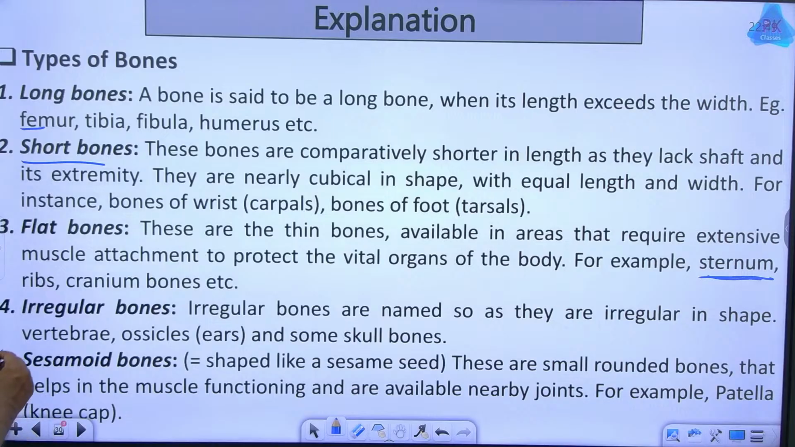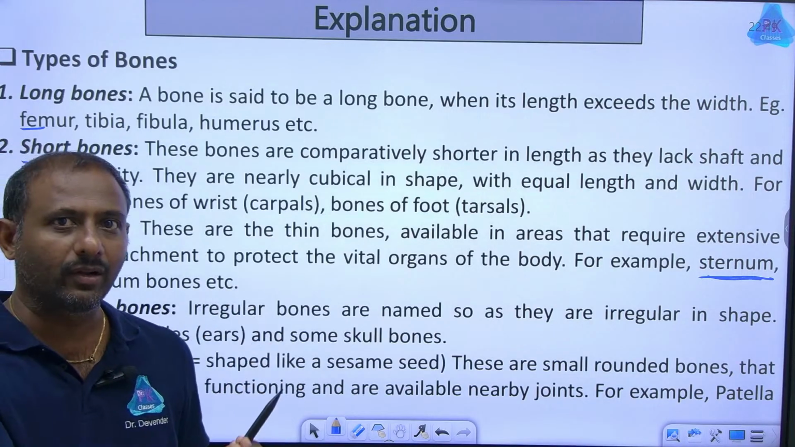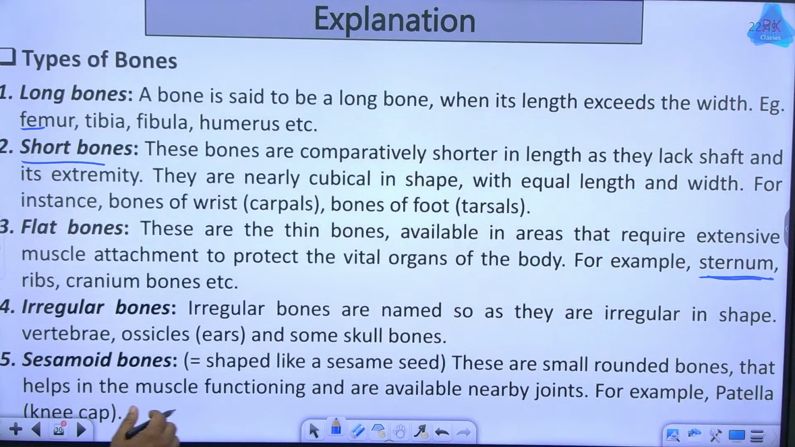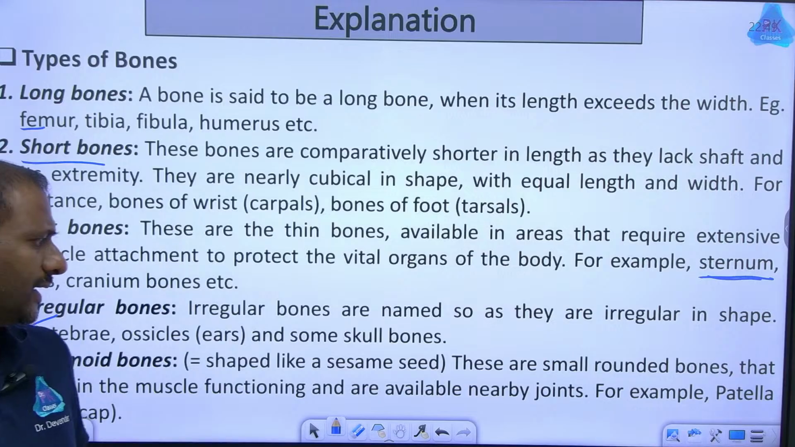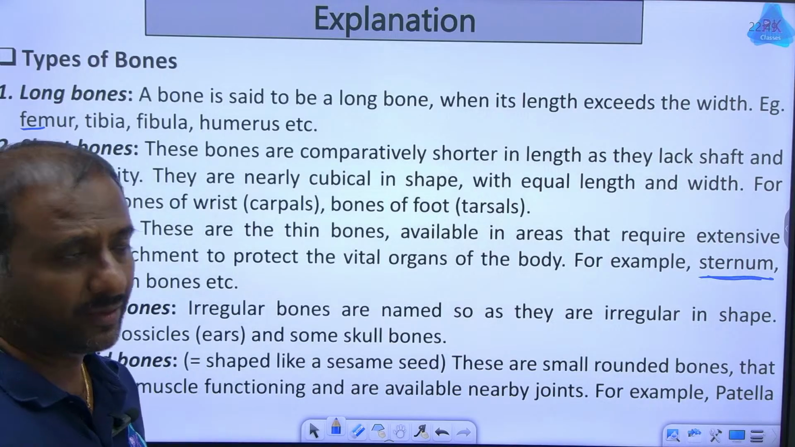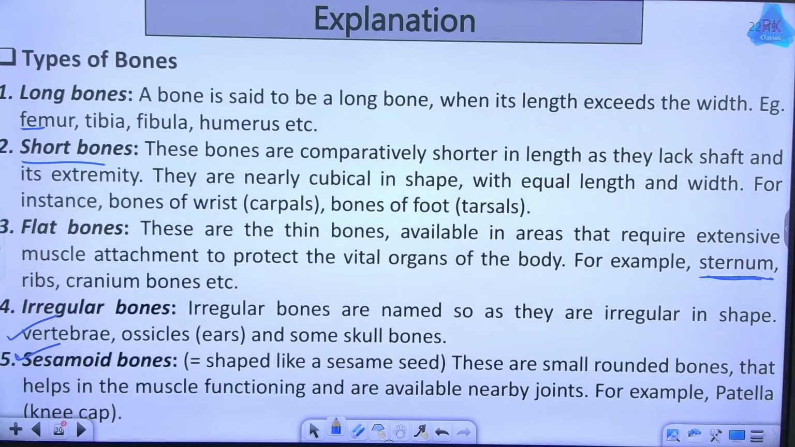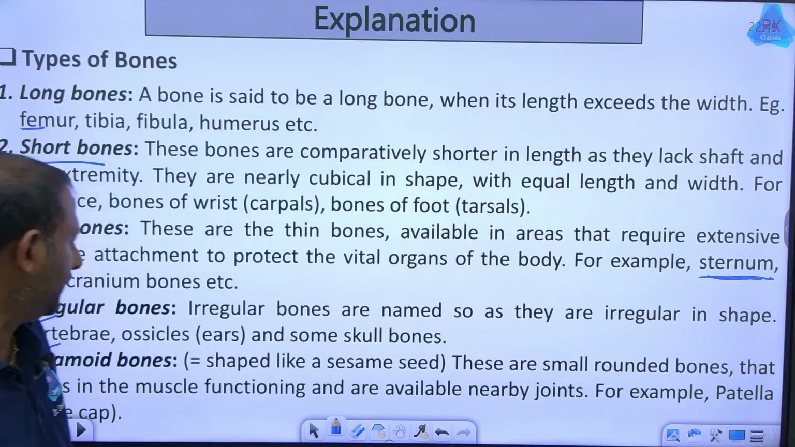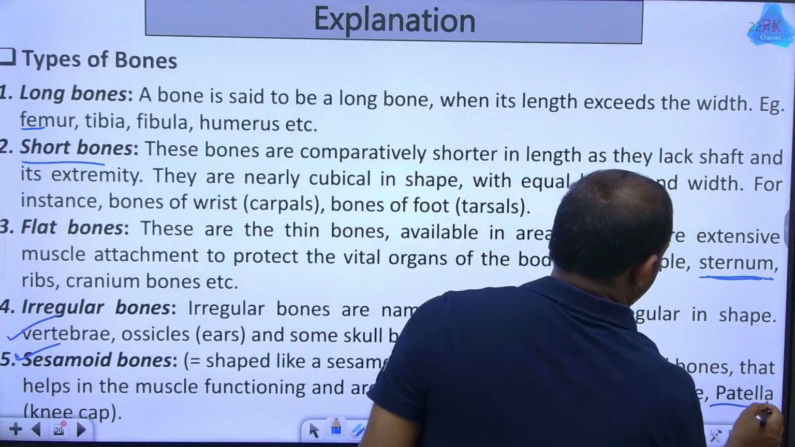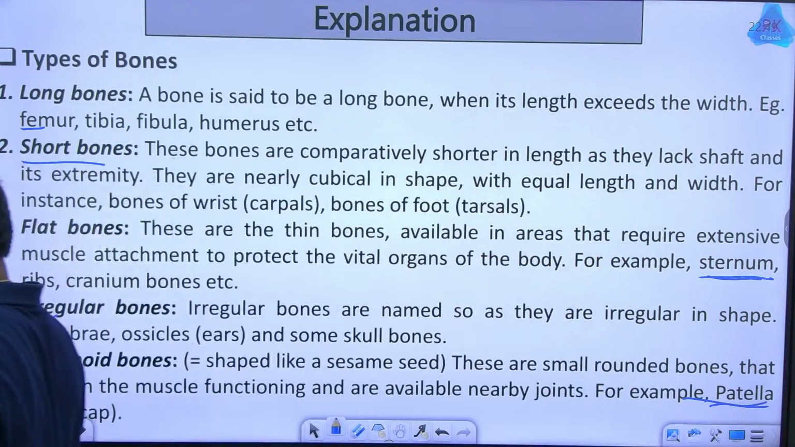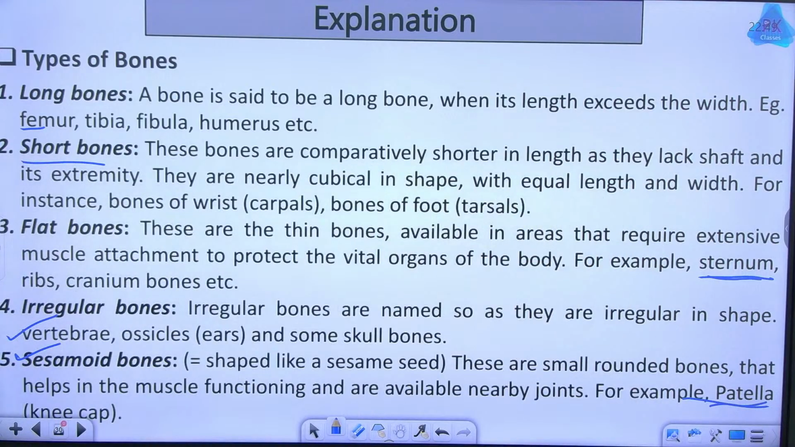Then irregular bones. Because the shape is not regular, hence they are called irregular, like vertebrae, ossicles, and some skull bones. The last is the sesamoid bone, because the bone looks like a sesame seed. So hence the name sesamoid bone. The best example is the patella, or kneecap. Kneecap or patella is an example of sesamoid bone.